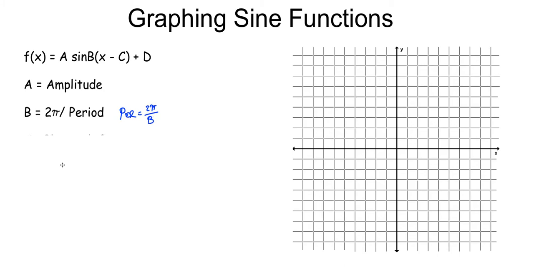C is going to be our horizontal shift or our phase shift. And because it's subtraction, if we have a minus a value there, that moves us to the right. If we have plus some value there, that moves us to the left. And D is going to be our vertical shift.